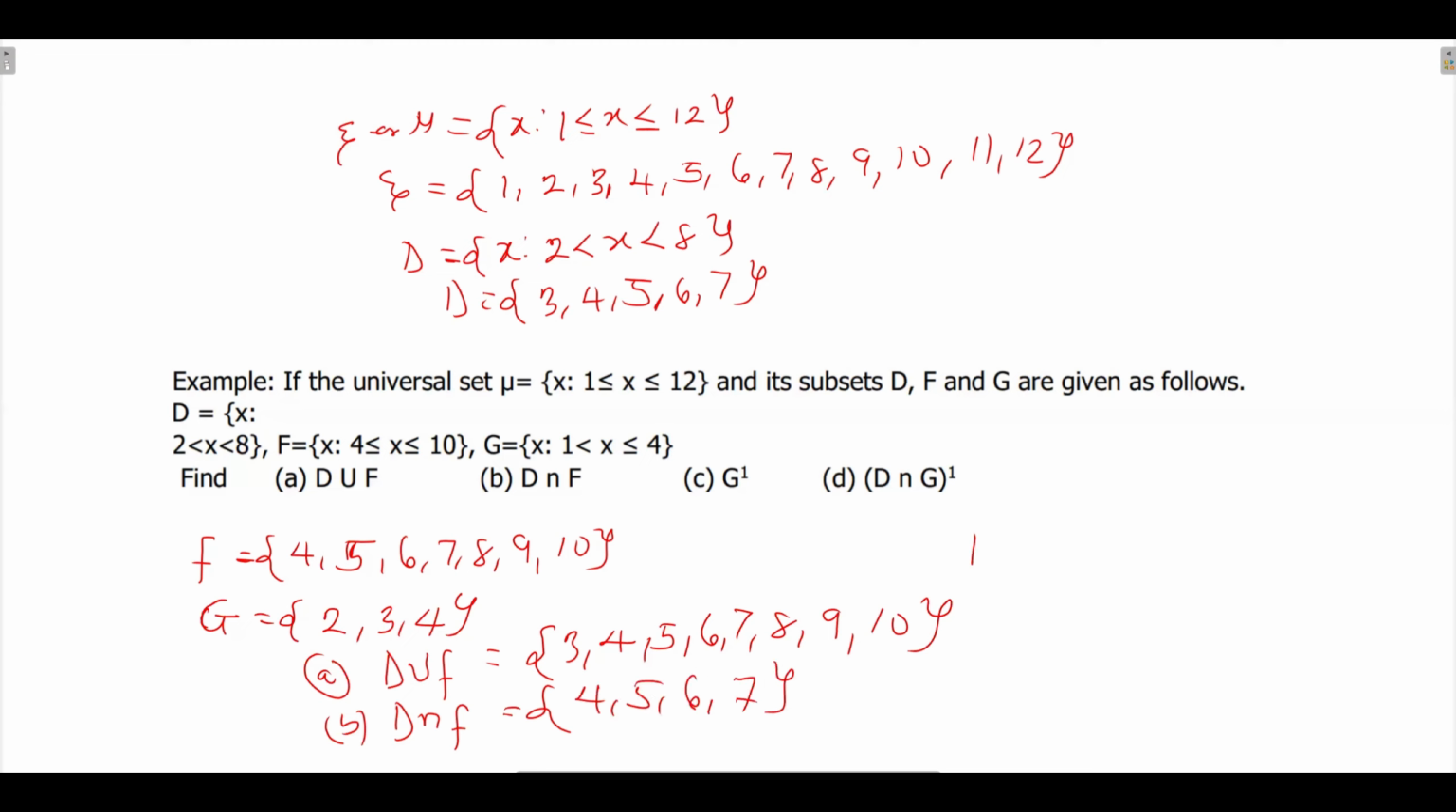Now the third one there is G complement. That means we remove the elements of G from the universal set and write out the rest, or the elements that are in the universal set but not in G. G has 2, 3, 4. If you remove 2, 3, 4, the elements of G prime will be 1, 5, 6, 7, 8, 9, 10, 11, 12.